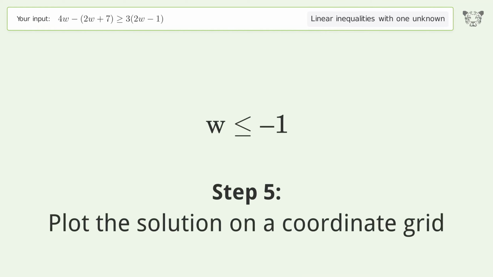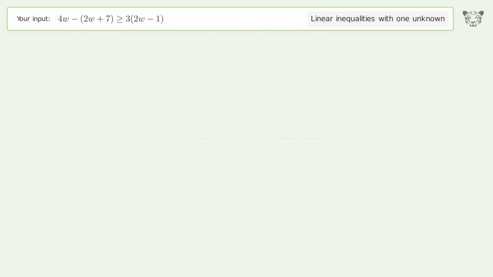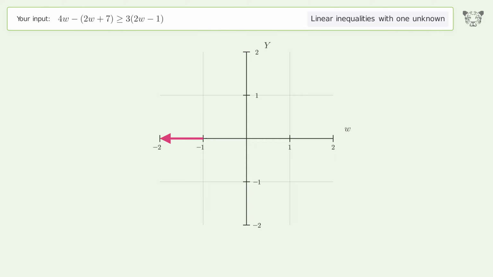Plot the solution on a coordinate grid. And so the final result is w equal or smaller than -1.